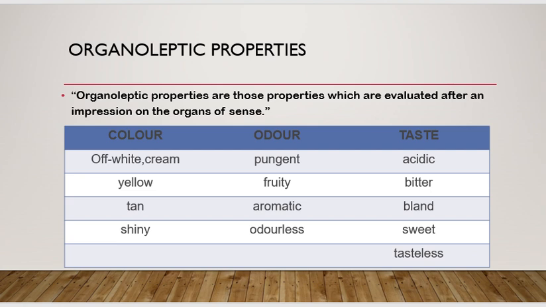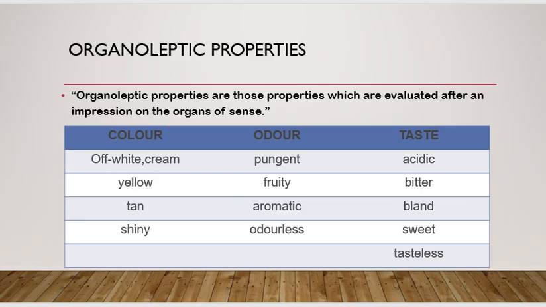Now, in case of the organoleptic properties, as the name suggests, these are the properties which are evaluated by the impression on the organs of sense, for example, which we can see, which we can feel, which we can touch. So examples are color, odor and taste.